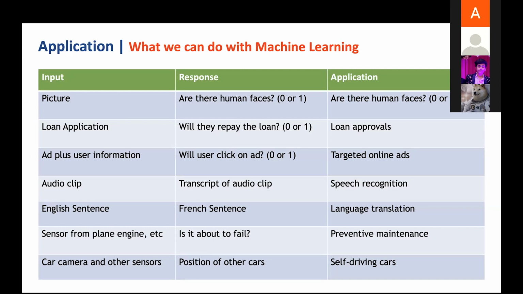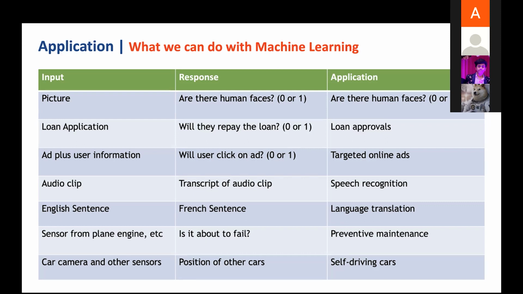Like when flights are in the air, they always get data from the sensors. If the plane's sensors are sending data, then they can prevent a crash or anything that is going to happen. Is it about to fail? If the data is saying that something is going on in the engine, at that time they can just take preventive action.